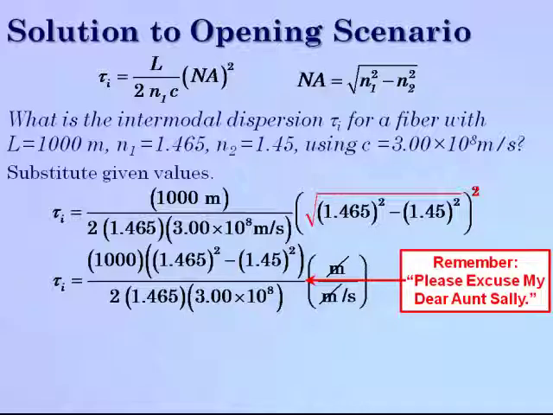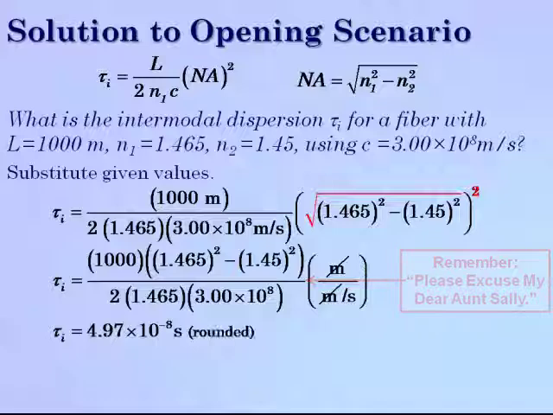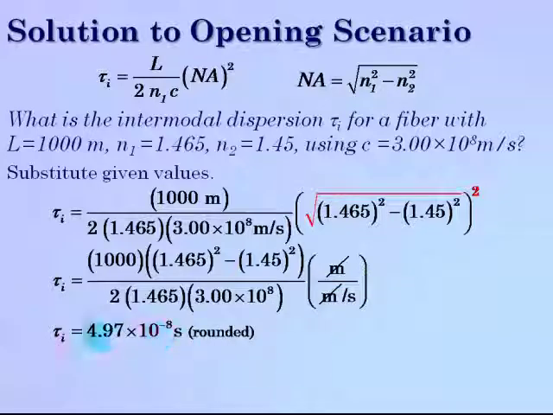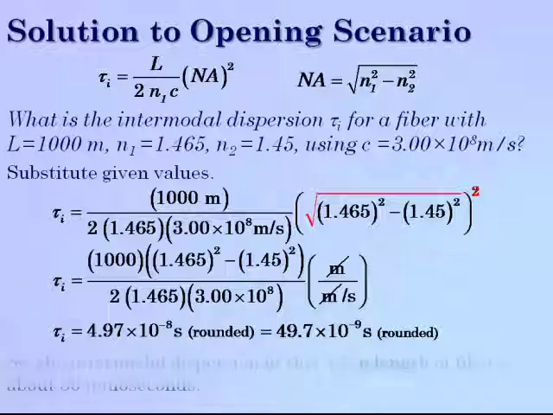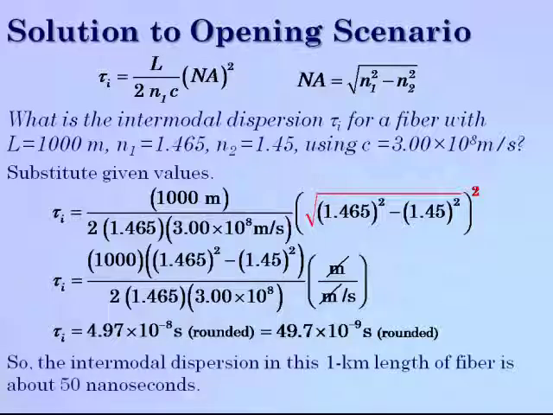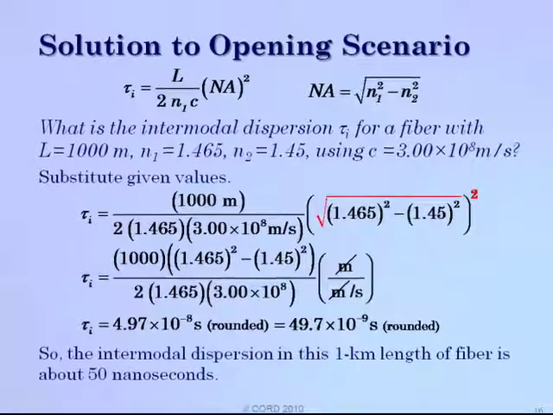Remember, please excuse my dear Aunt Sally, because we're going to have to use that to evaluate this expression. And the result becomes 4.97 times 10 to the negative 8 seconds. More commonly, we'll be thinking of looking for nanoseconds, or 10 to the minus 9th seconds, so we might express that as 49.7 nanoseconds, or about 50 nanoseconds, is the intermodal dispersion for this length of fiber.